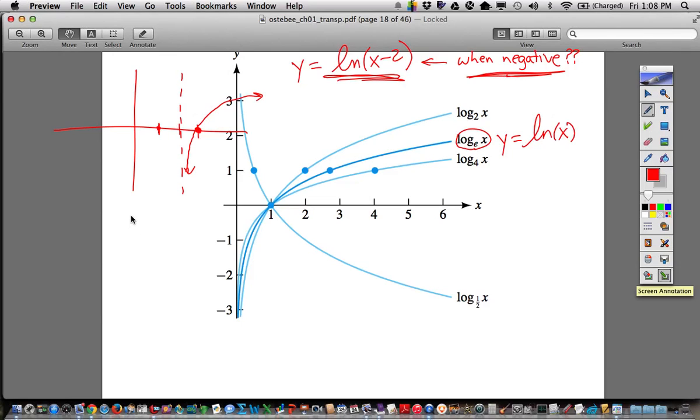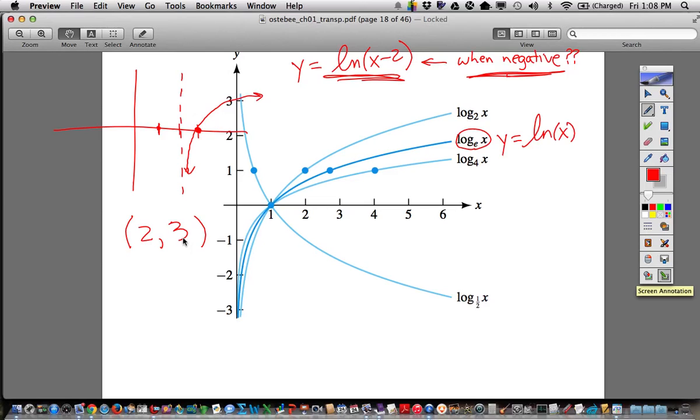Let's use our interval notation. From what to what? From 2 to 3, right? In the interval 2 to 3, this function is negative. When x is between 2 and 3, right there, these y values are negative. And you've answered the question.